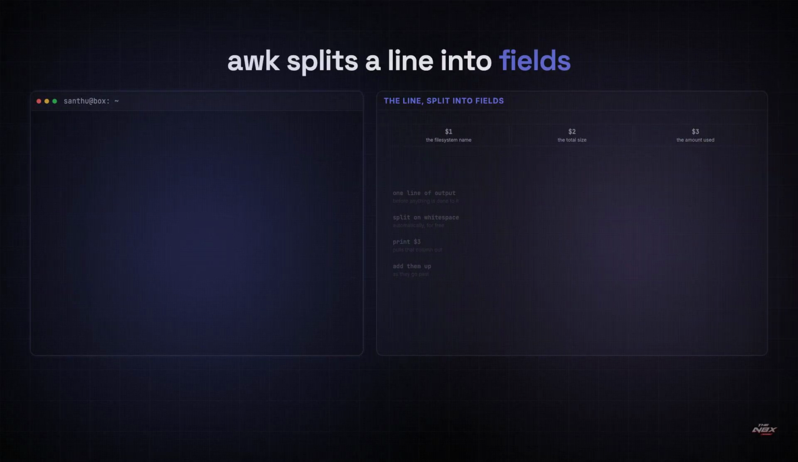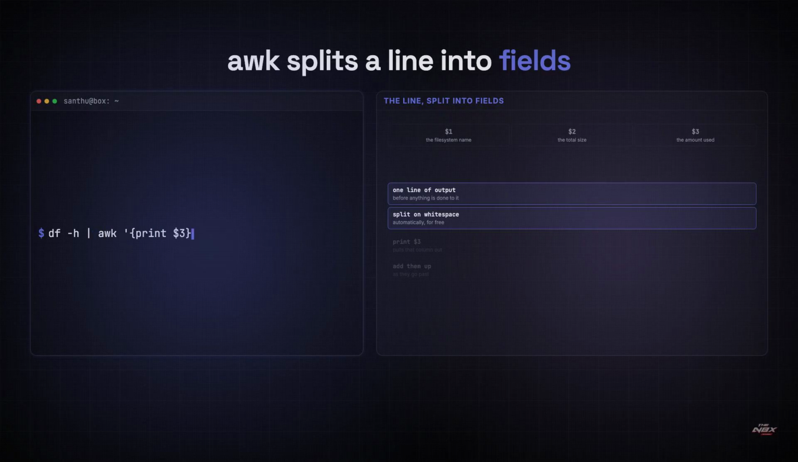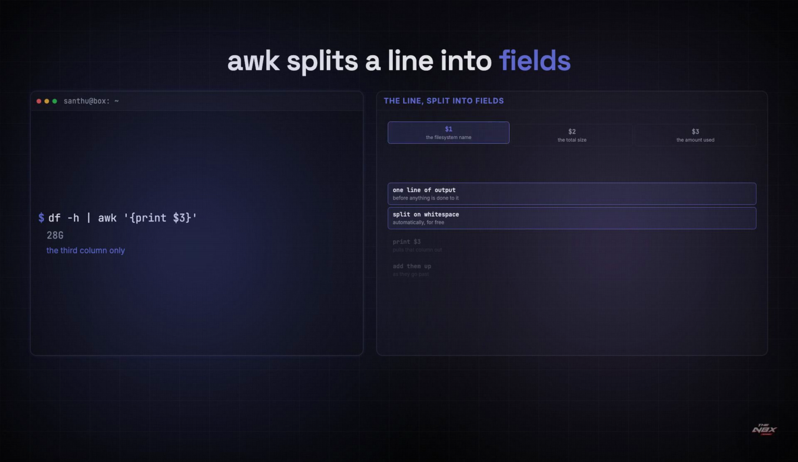Awk is named after the 3 people who wrote it, and awk exists to pull columns out of text. Take one line of output. Awk splits it on whitespace automatically, without you writing a single line of parsing code, and numbers the pieces. $1 is the file system, $2 is the total size, $3 is the amount used. So asking for $3 pulls that column out of every row at once.